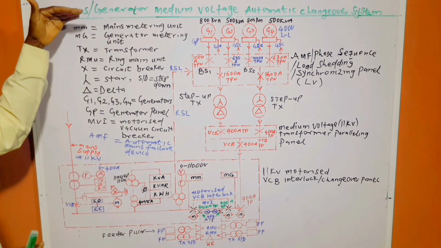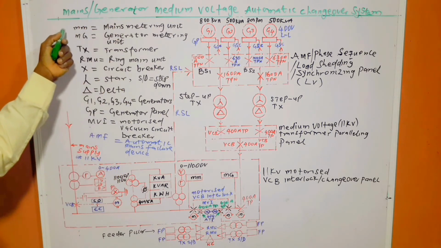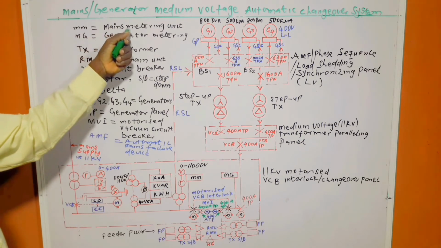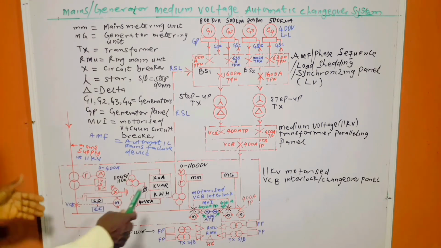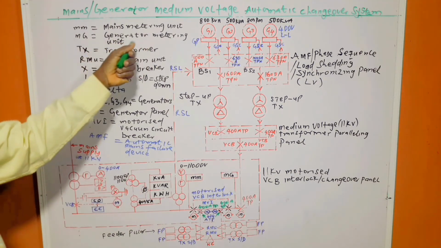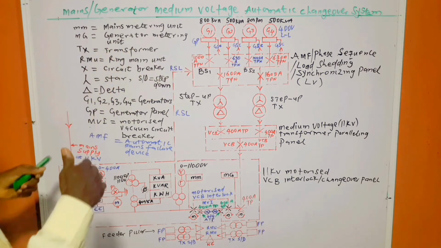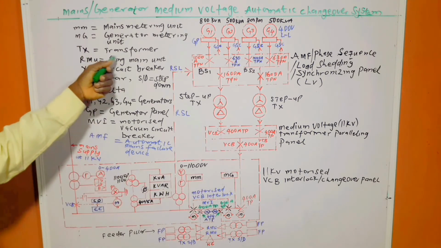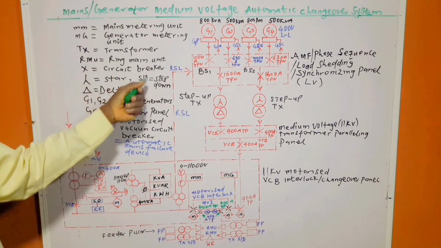Now we come to the abbreviations. MM means metering unit, and that is mains metering unit. MM, which is here, is for the main side. Then we have MG, generator metering unit, which is the one on the generator side. The NTX means transformer, RMU means ring main unit, X is circuit breaker.